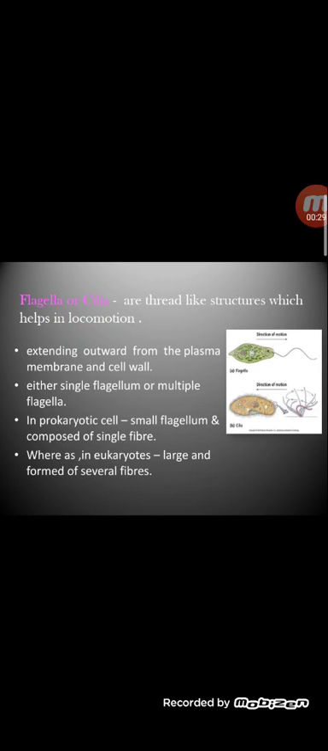Next organelles, flagella or cilia. These are the locomotory structures present in the cell. They are thread-like structures that help in locomotion, extending outward from the plasma membrane in the cell. They may be of either single flagellum or multiflagella. In prokaryotic cells, the flagellum is small and composed of a single fiber, whereas in eukaryotes it is large and formed of several fibers.